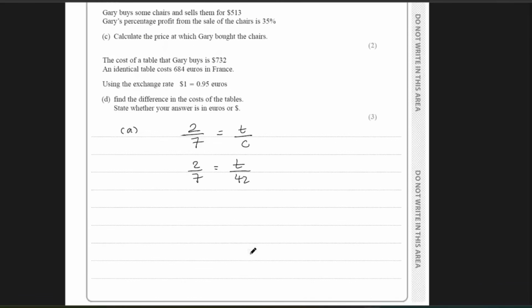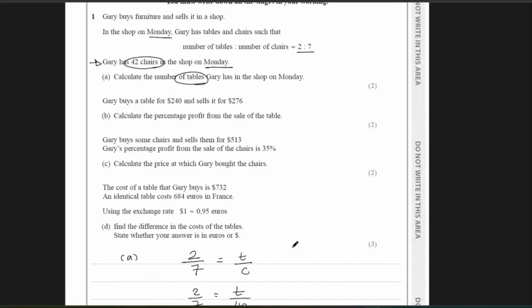And we want to find the number of tables, so we'll make T the subject of the equation. T is equal to, we'll move 42 to the other side, 42 times 2/7. So T is equal to 12. So we have 12 tables on Monday. So that was the number of tables Gary had in the shop on Monday.